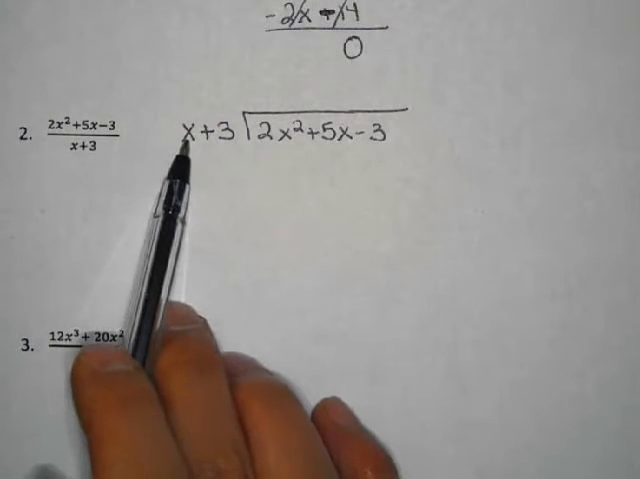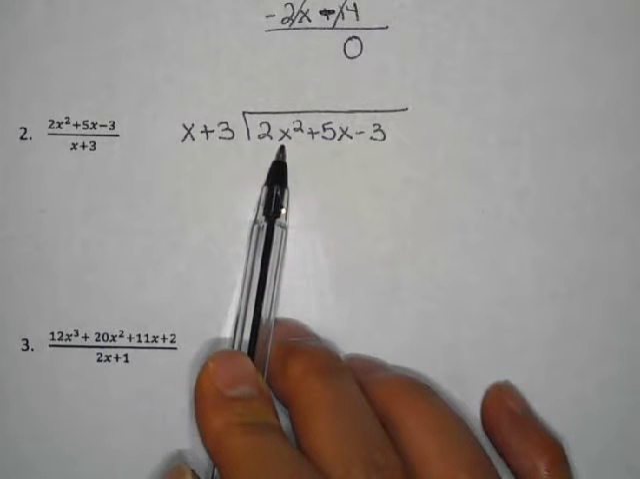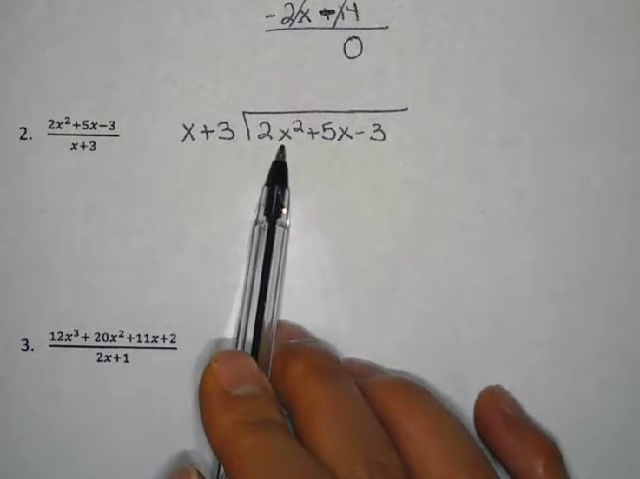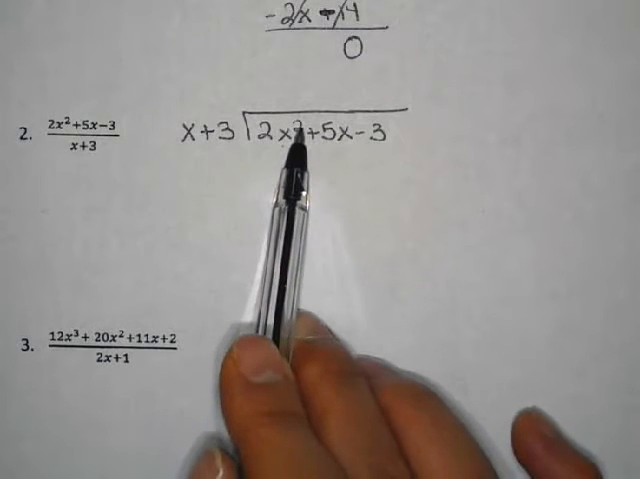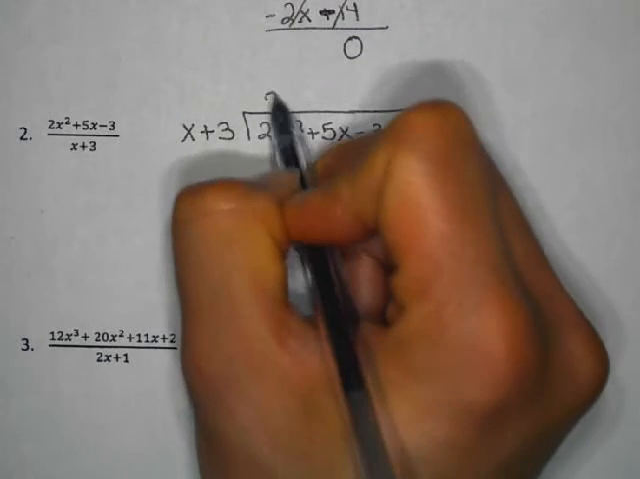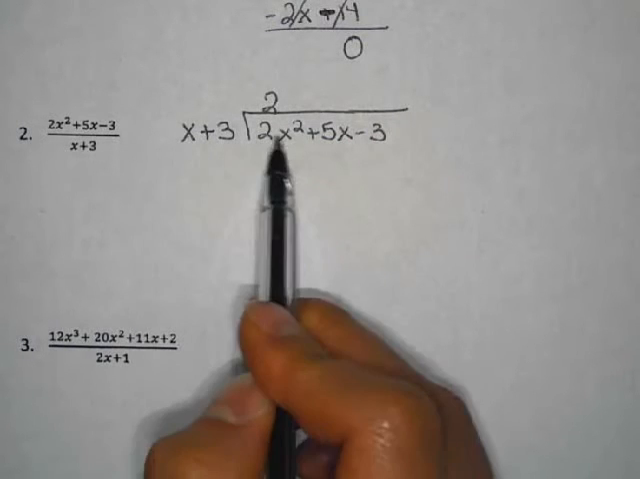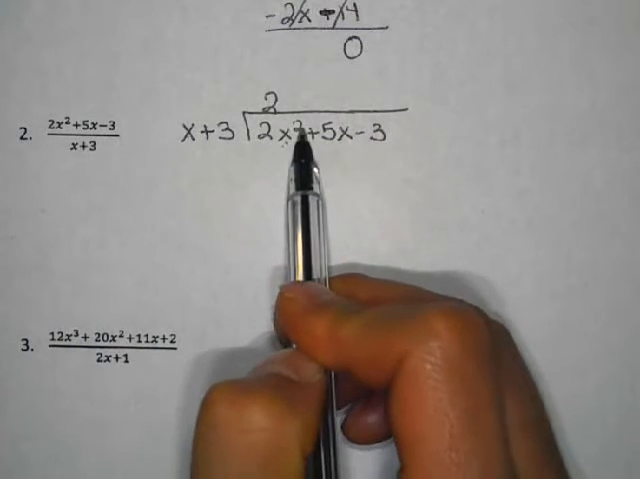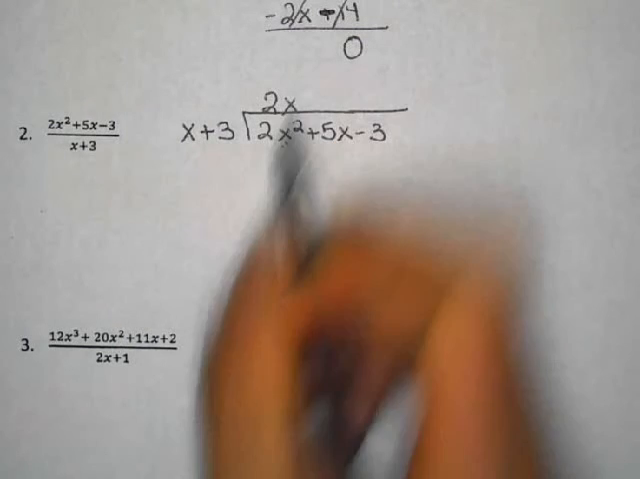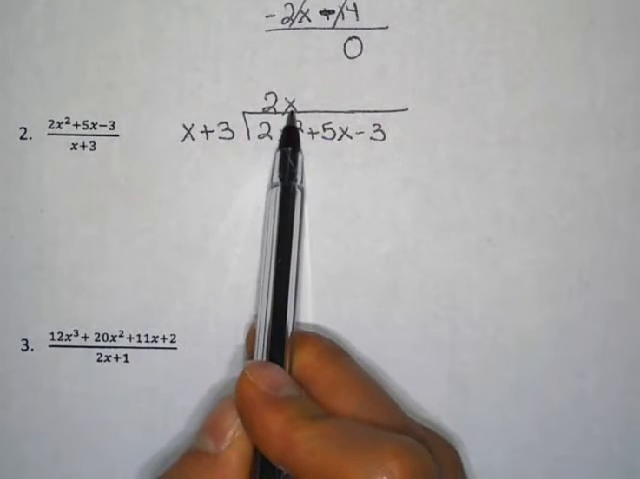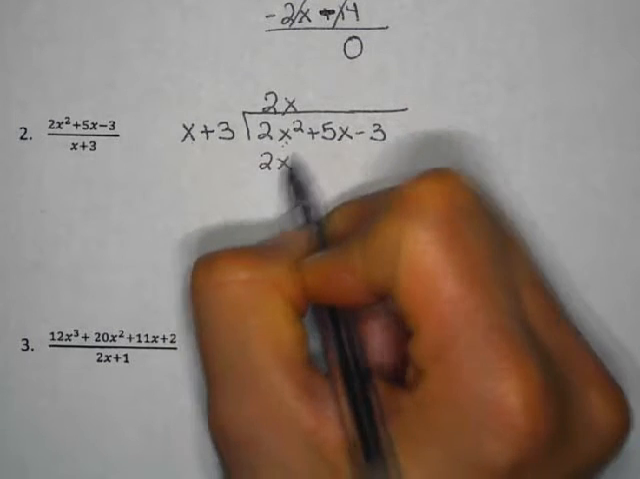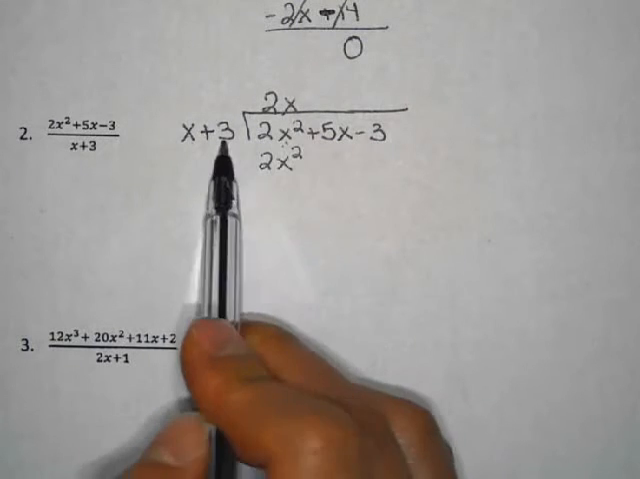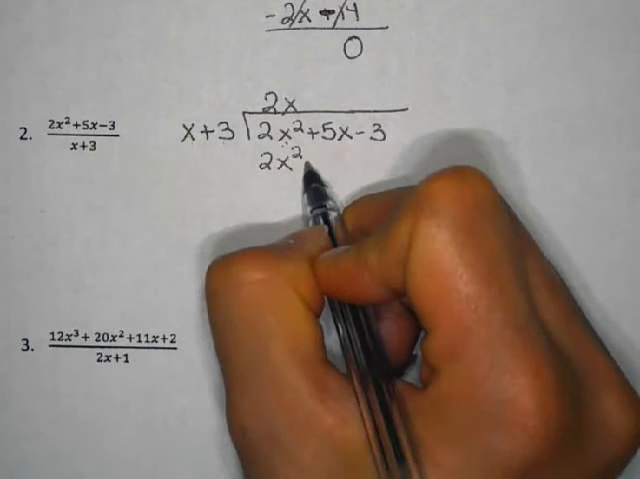I want to know how many times this x goes into this first term here, which is 2x squared. So we want to know how many times x goes into 2x squared. Well, we need a 2 for sure, because it's x into 2x. Now that's squared, so that would be x. Now we can double check. 2x times x is 2x squared, and 2x times 3 is 6x.